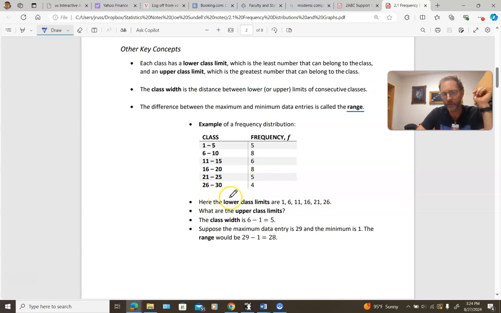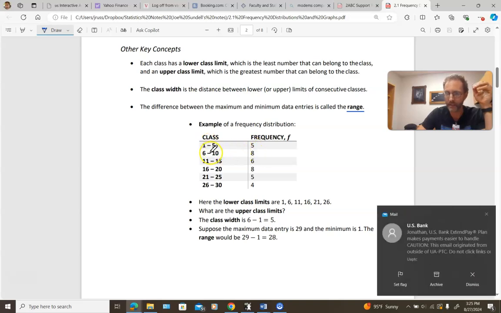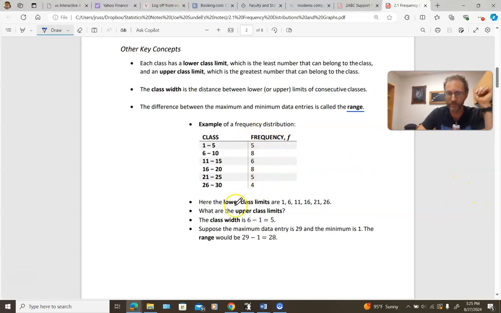And so, like I was talking to you a second ago, the lower class limits in this frequency distribution, that's what this is. We've got, as you can see here, 6 different classes, and over here in this right-hand column we have the respective frequencies. So evidently from our data set, although we don't see it, 5 of those data values fell within this first class. And then 8 of those data values fell within the second class, etc. So that is a frequency distribution.